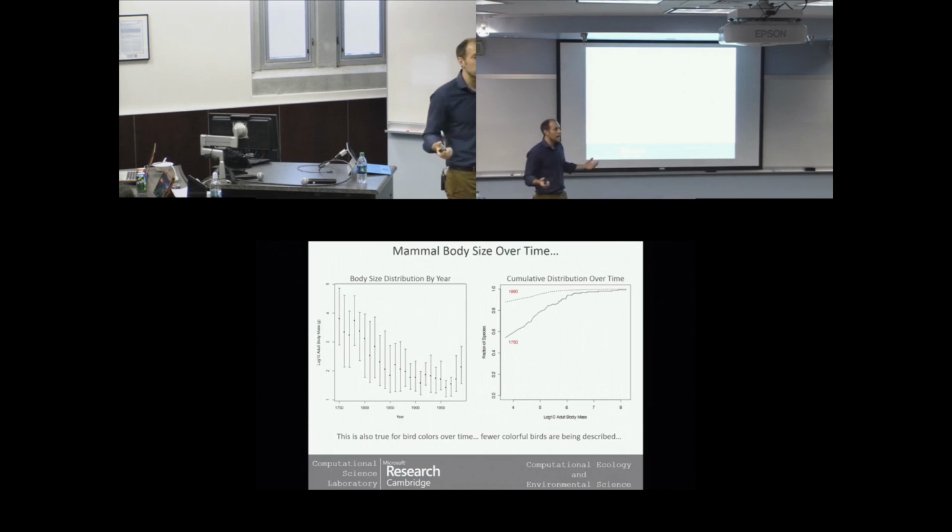That's the same with body mass in mammals, right? If you look at body size distribution by year, mammals are getting smaller and smaller, right? So if you look at that cumulative distribution, it's the same. It's also true for all sorts of traits about animals. And this is important when trait-based ecology is starting to take over the ecological modeling paradigm.